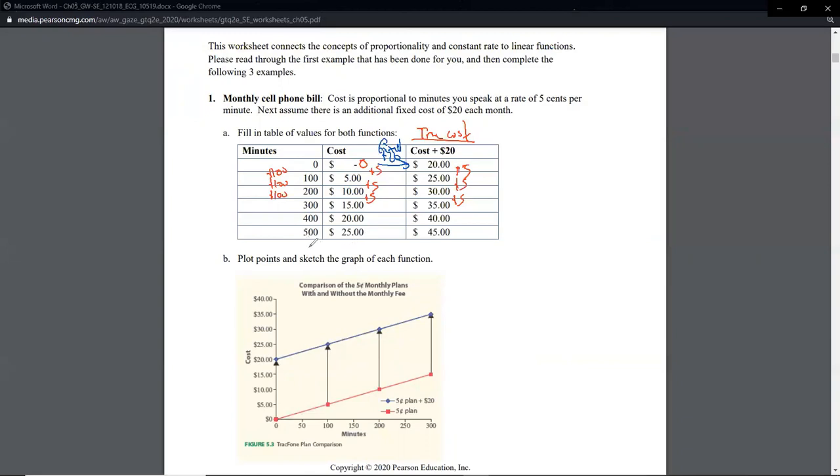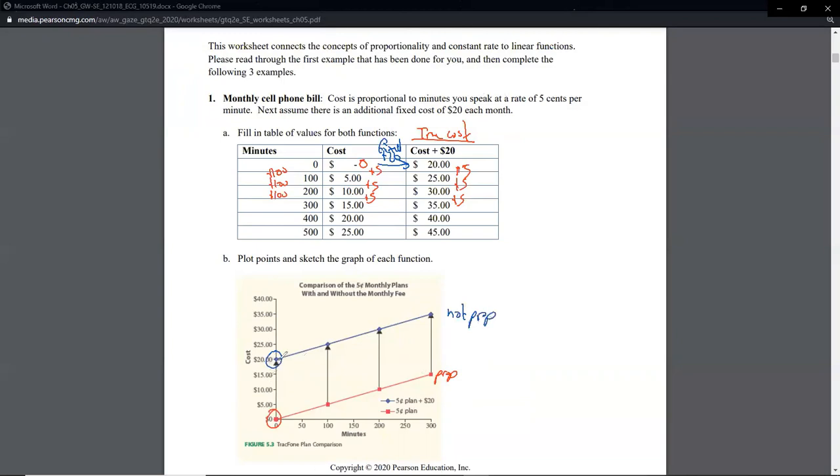And again, you could say, all right, 600 minutes without the fee would cost you 30 bucks, fee accounted for 50. And you could keep going. And they only plot the first 4 points. They don't do the 400 and the 500 just because they were going to run out of room, I guess. So the red one is just the 5-cent plan without the fixed costs accounted for. So because this one starts at the origin, this one right here is proportional. So this one is proportional because it starts at the origin. This one does not start at the origin, so it's not proportional.